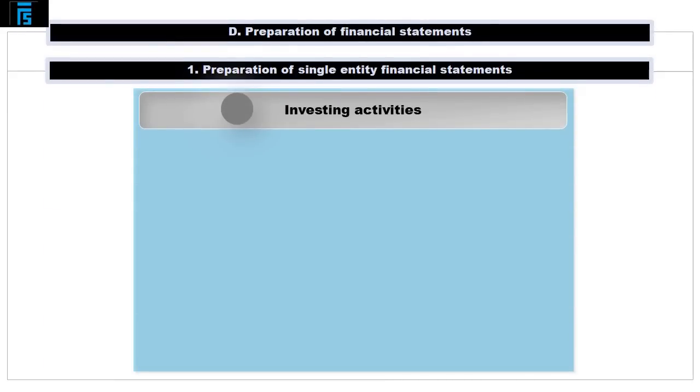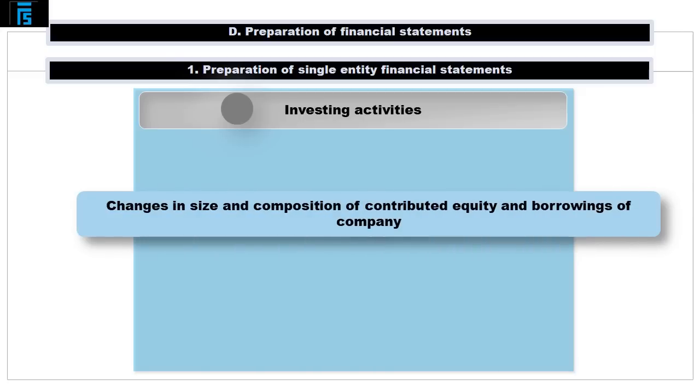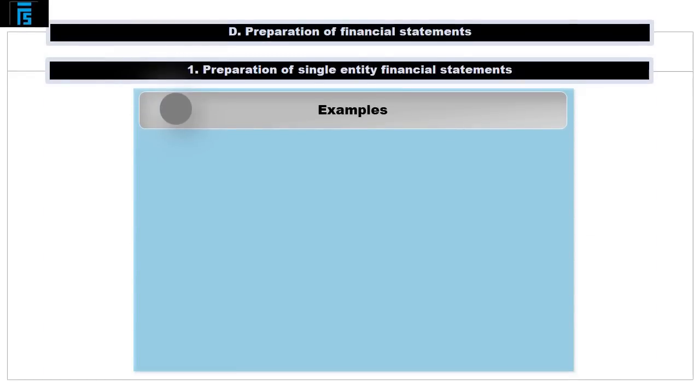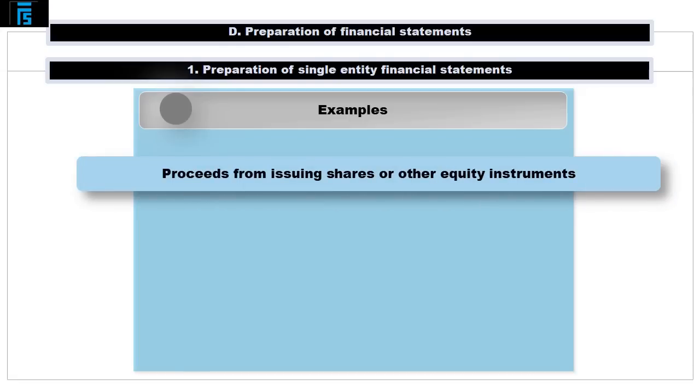IAS 7 defines financing activities as those activities which result in changes in the size and composition of the contributed equity and borrowings of the company. The standard goes on to enumerate the following typical examples of cash flows which ought to be classified under financing. They are proceeds from issuing shares or other equity instruments. Those other instruments being, for example, warrants, that is, options to buy a company's shares which are included within the equity section of the Statement of Financial Position.